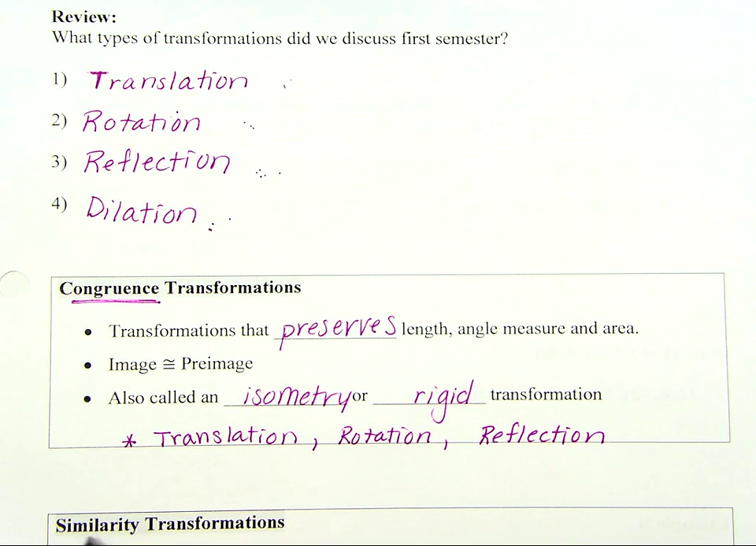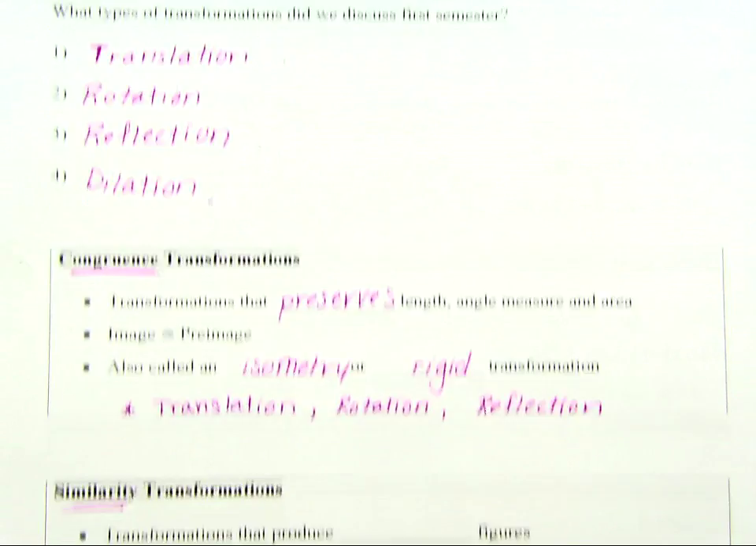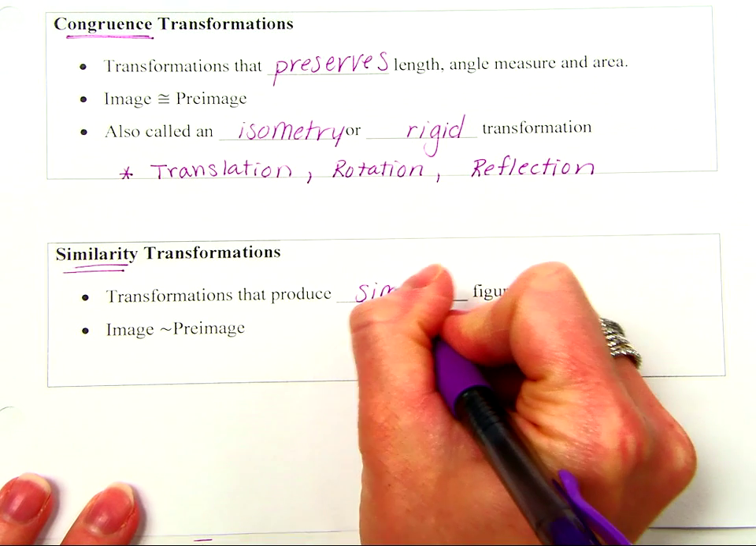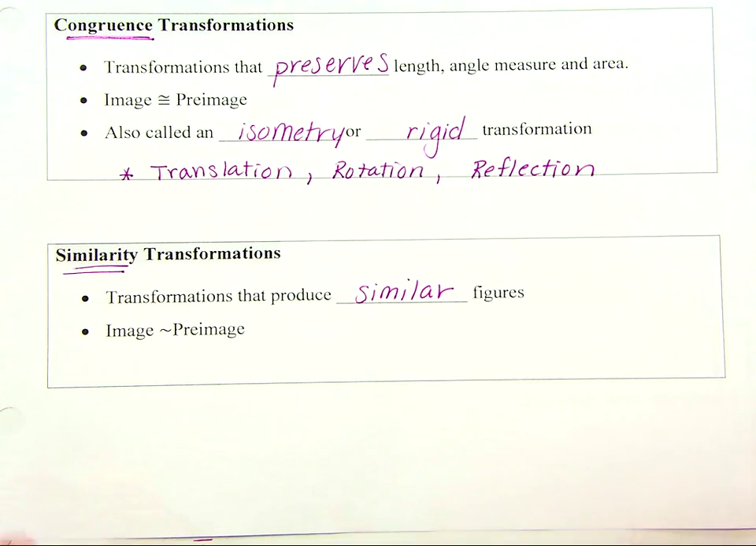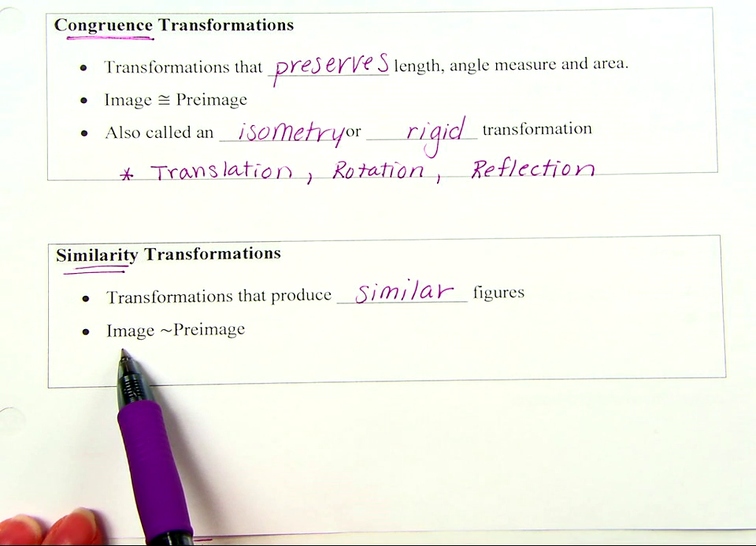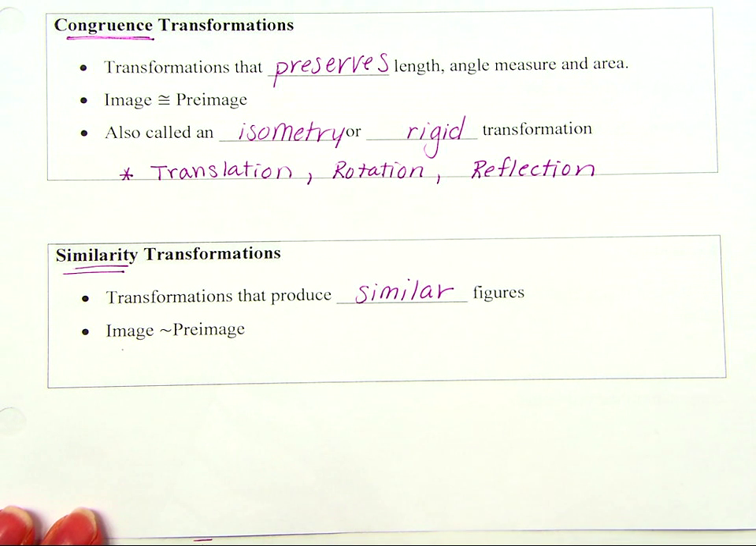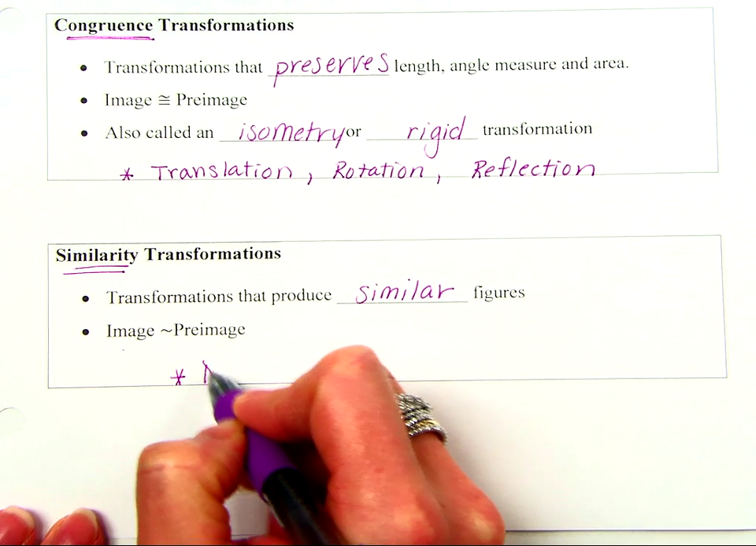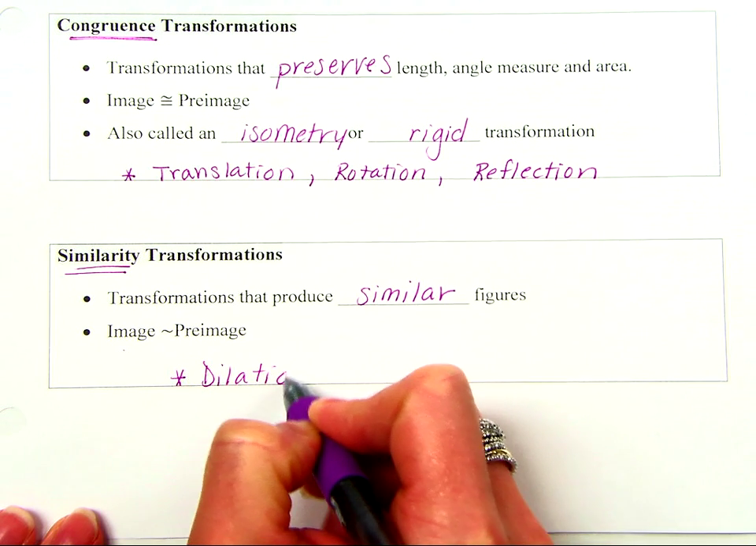Now, a similarity transformation is a transformation that produces similar figures. I'll remind you that that means that we have congruent angle measures and side lengths that are proportional. So here my image is similar to my pre-image. And knowing that our dilation results in an enlargement or a reduction, that is going to be a similarity transformation.